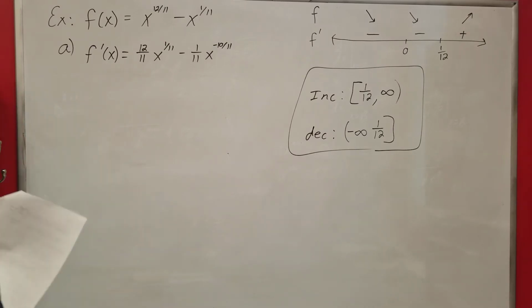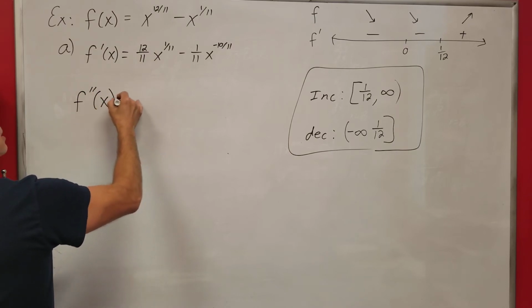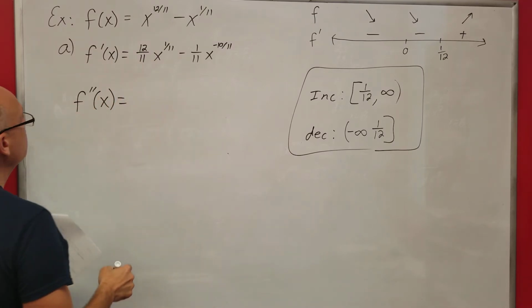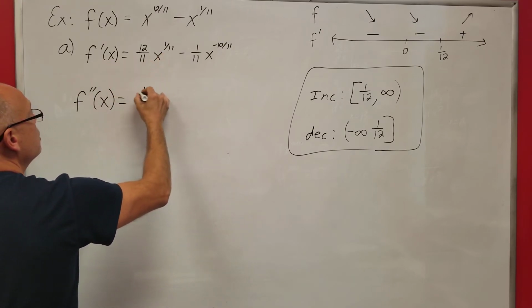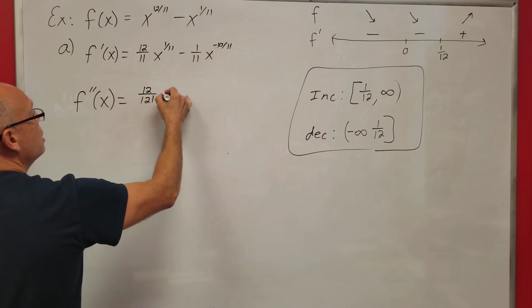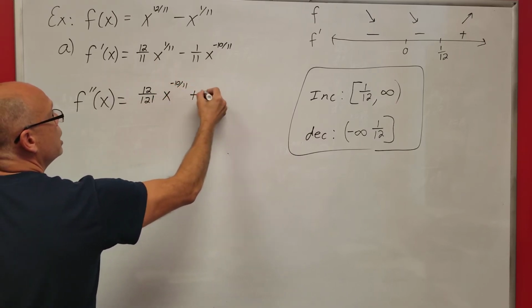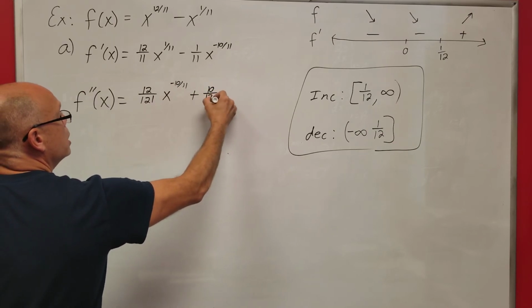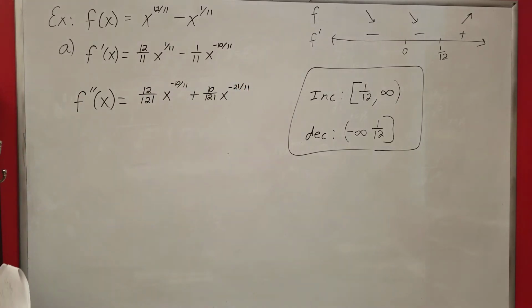So let's see. f double prime of x is the second derivative, or we can say the derivative of the derivative. So what does that give me? 12 over 121 x to the negative 10 over 11 plus 10 over 121 x to the negative 21 over 11. Make sure you can do that yourself. Verify for yourself. Hit pause. Make sure you can do it.